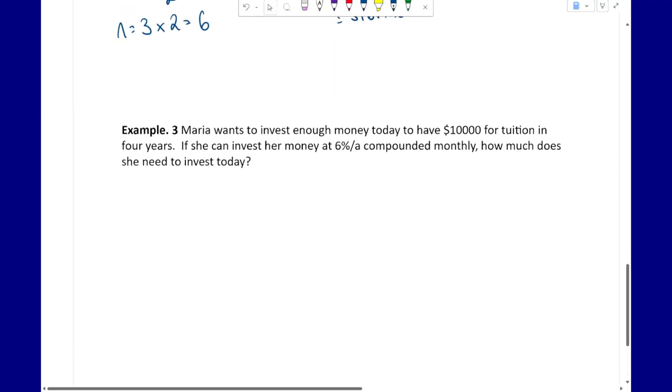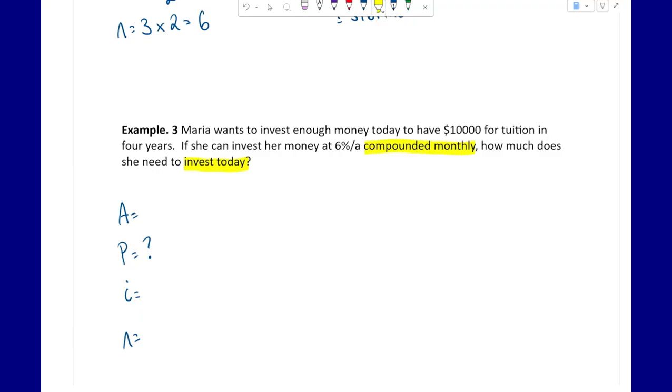Last example, Maria wants to invest enough money today to have $10,000 for tuition in 4 years. If she can invest her money at 6% per annum, compounded monthly, how much does she need to invest today? So again, that invest today, that tells us we should be using present value. We do see compounded monthly, which means we should be using the compound interest formula. So I'm going to write out my 4 variables, A, P, I, and N. We're looking for the present value or the principal.